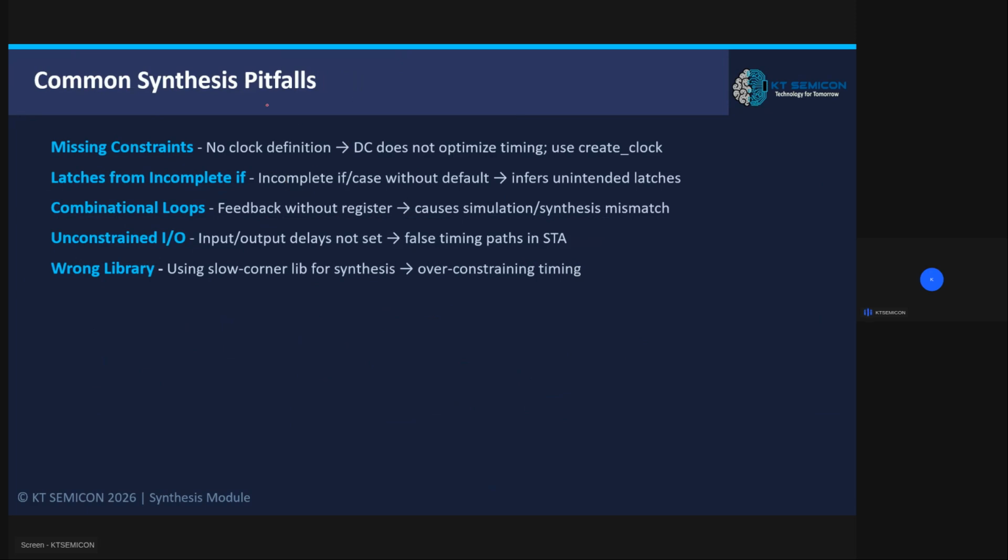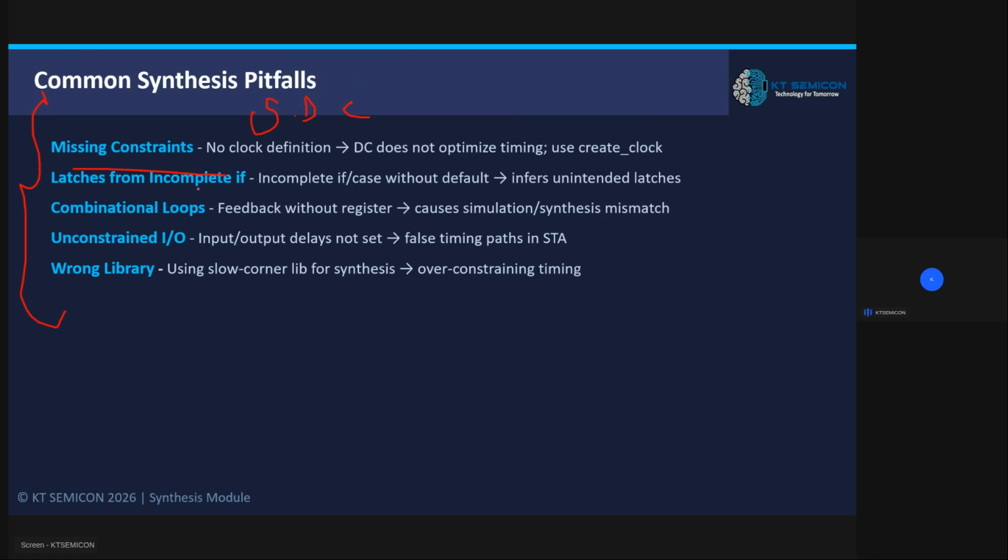And common synthesis issues, some of the issues when we are doing synthesis, are these. The missing constraints, which means we forgot to mention the clock names, clock input delays, clock output delays, which are all given in the SDC file, right? Synopsys Design Constraints file. When we forget to give the input delays, output delays, and transition times of the particular paths, it will throw an error about missing constraints.